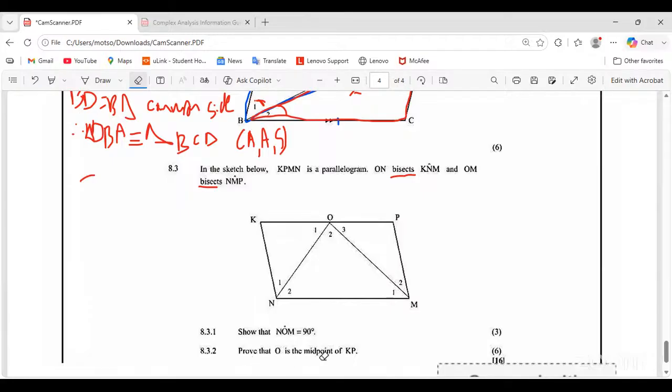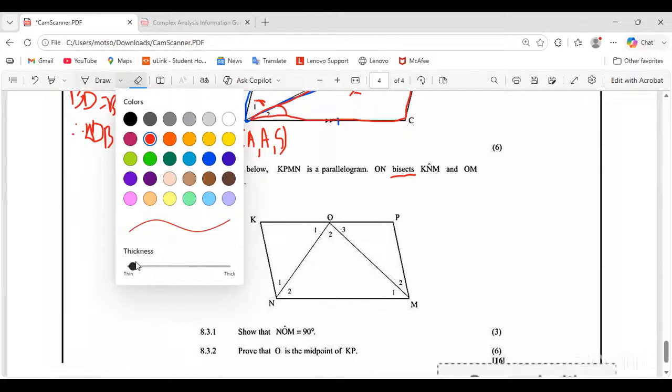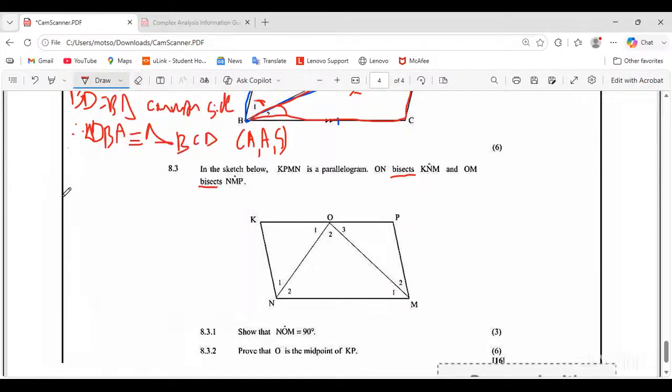Let angle N1 here be X. Let angle N1 be equal to X. I let this angle be equal to X. Now, angle N2 will also be equal to X.